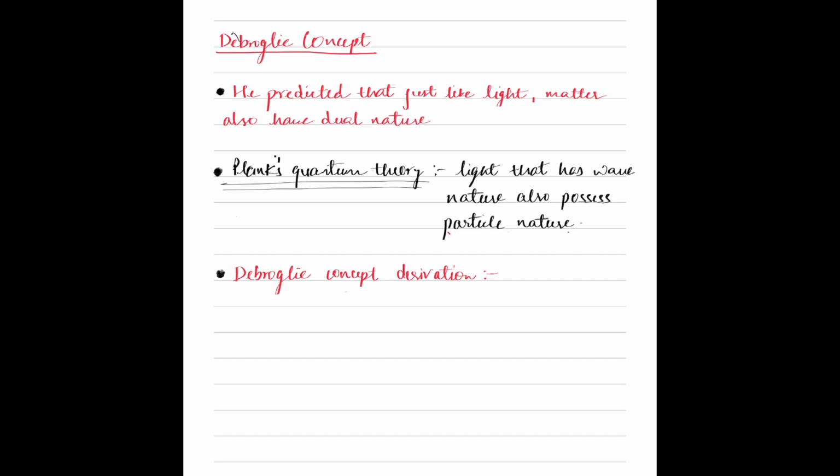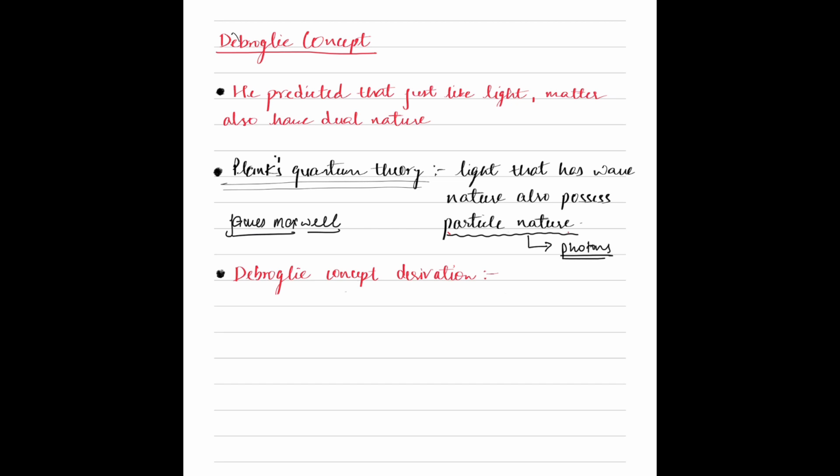And what does it say? Planck was a scientist who said that light possesses the particle nature also, even though it has wave nature. We know the wave nature of light was explained by James Maxwell. So James Maxwell was a scientist who described that light has a wave nature. And after that Planck came and he said that light possesses the particle nature also. The particle nature of light is expressed in terms of photons.